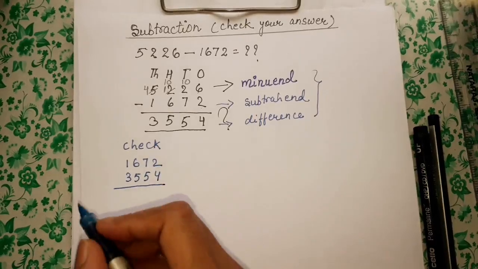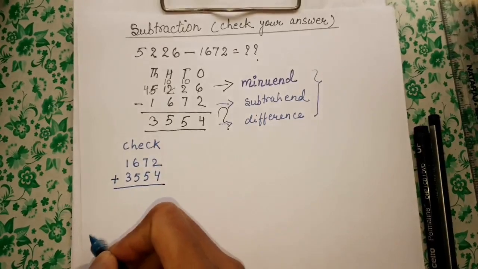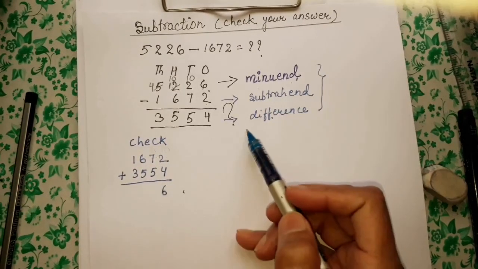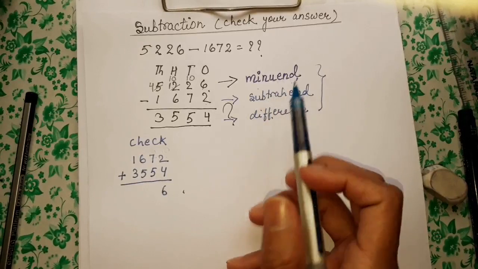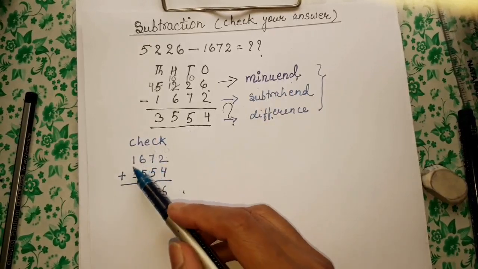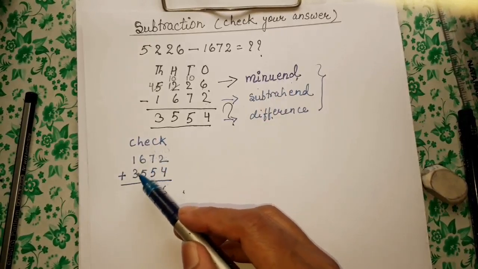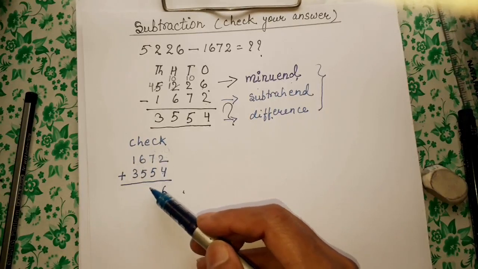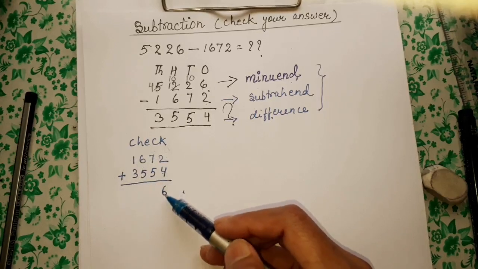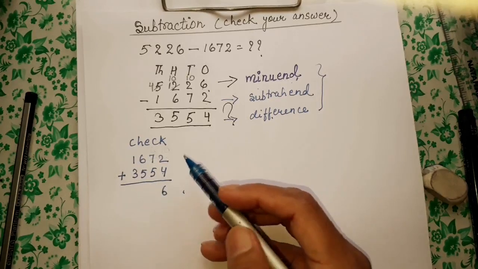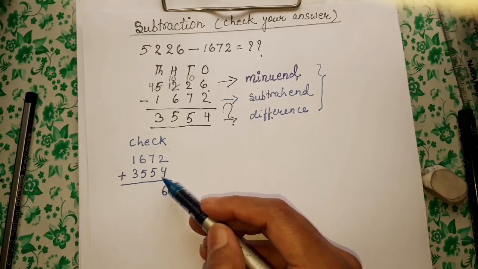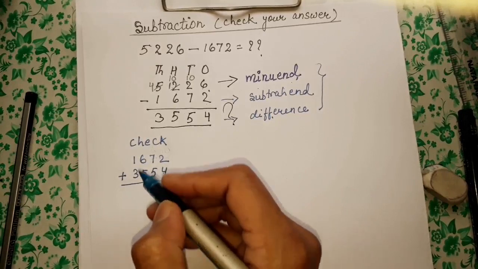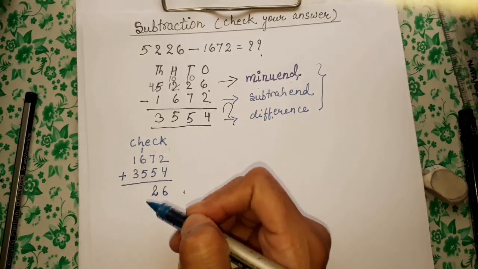For checking subtraction, we have to do addition. When we add subtrahend and difference, we get minuend. Let's check. Here we write subtrahend and here we write difference. When we add these two numbers, we get 4 plus 2, 6. 7 plus 5, what we get? 12. We write here 2 and 1 goes in our hand.